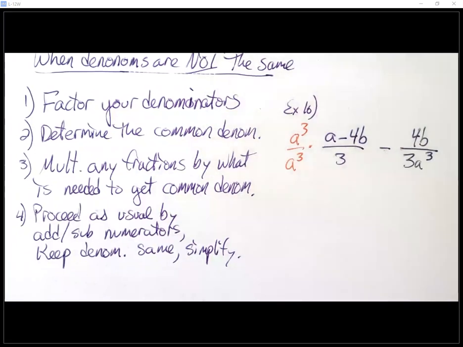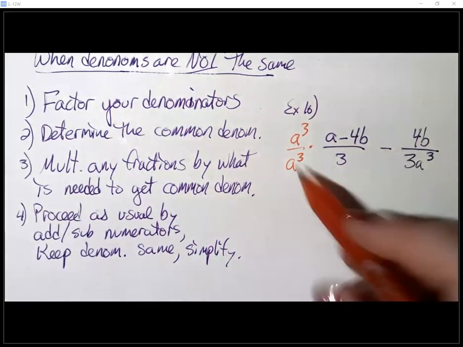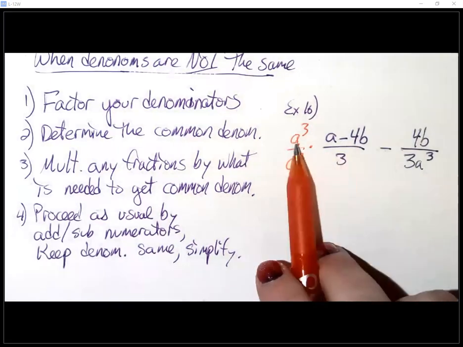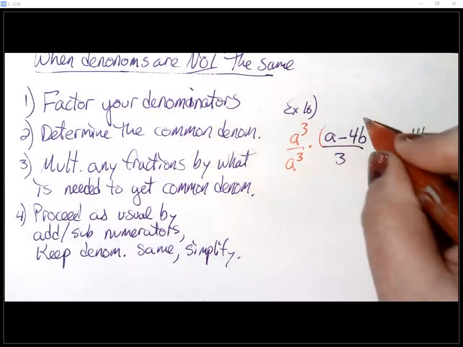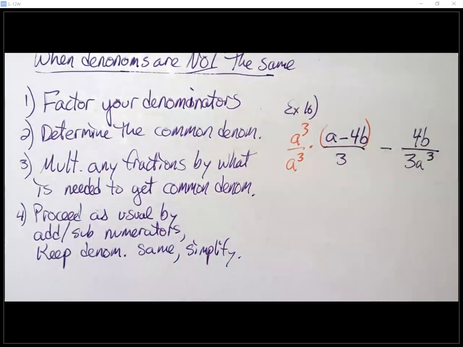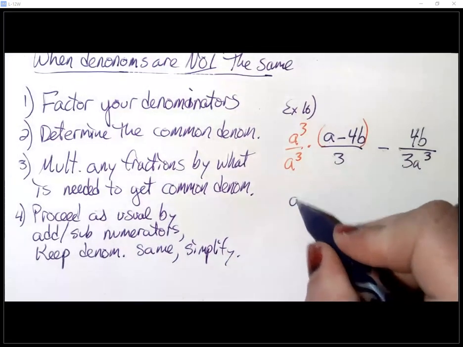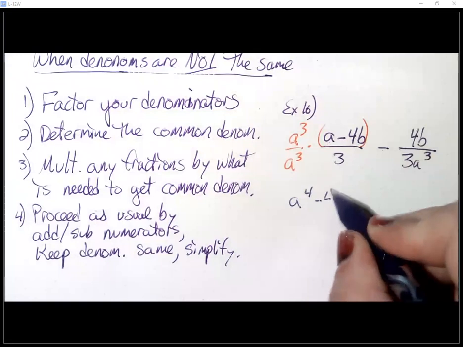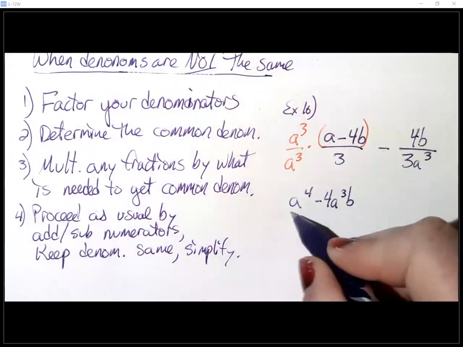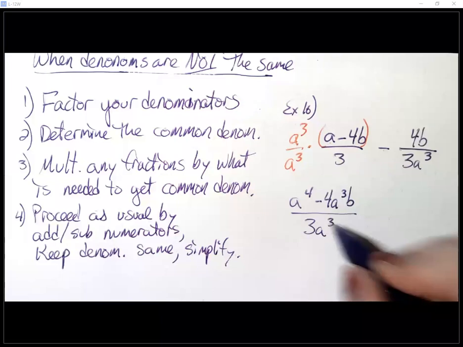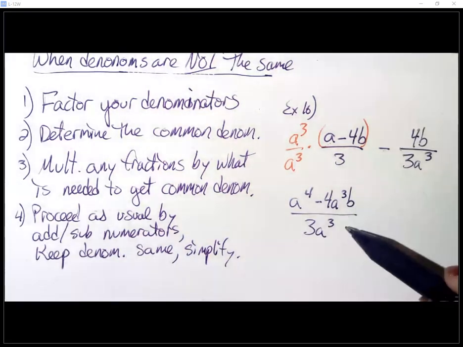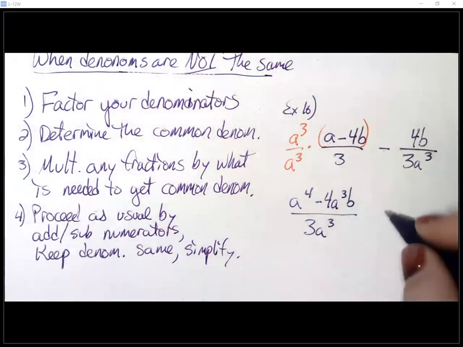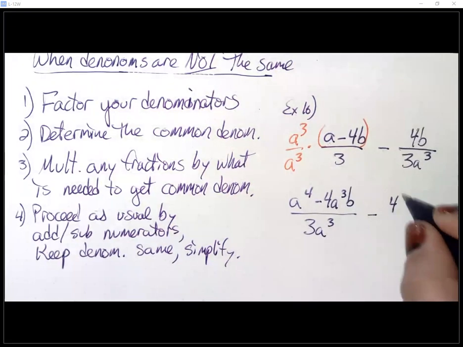Now, you need to be careful though, because when I multiply the numerator by a cubed, the numerator is a binomial. So I gotta distribute that a cubed to both of them. So when I do that, it's gonna look like this. I'll have a to the fourth minus 4a cubed b all over 3a cubed. Go so fast, oh my gosh. Does that first chunk make sense? Do you see how I arrived there? And now the second one, we got lucky. It already has that common denominator, so it's already good to go.